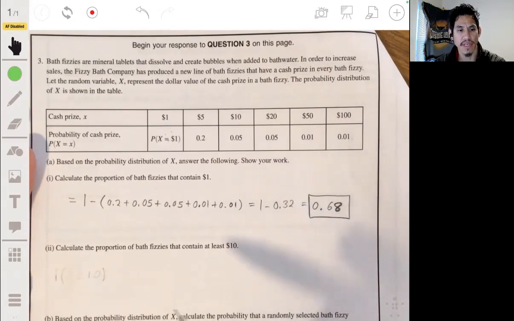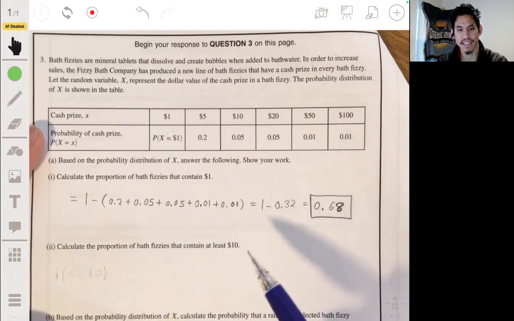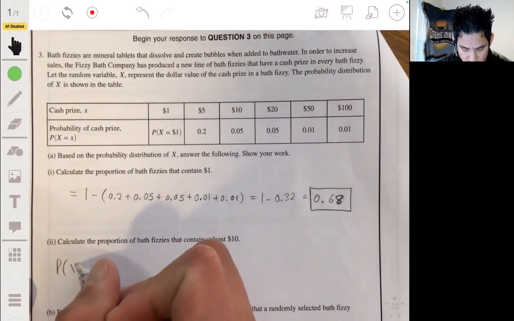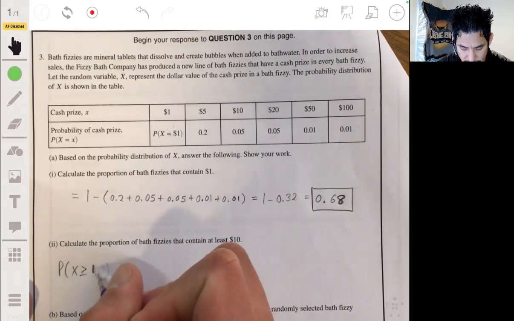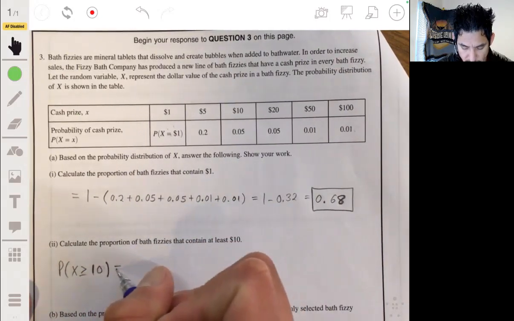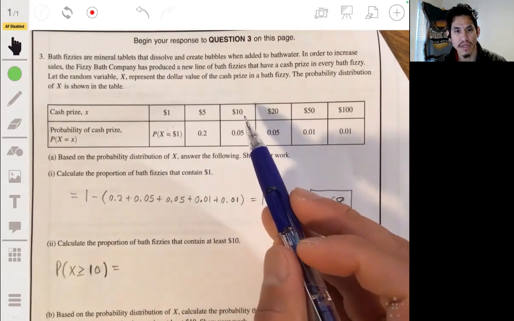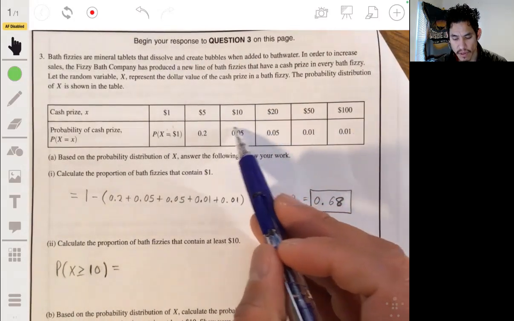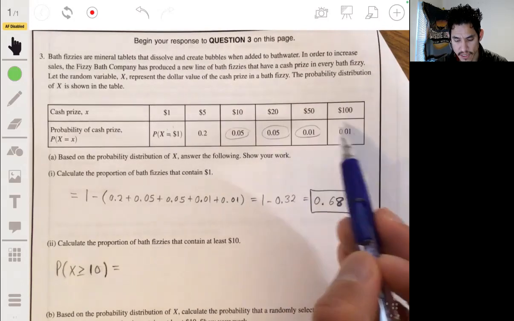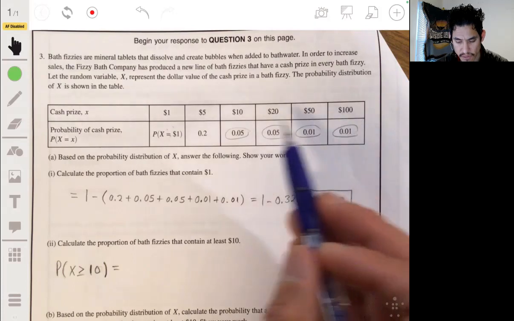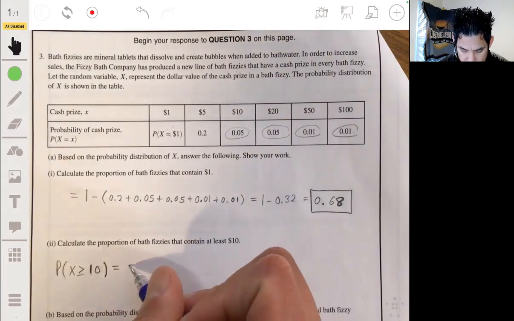All right, part 2. Calculate the proportion of bath fizzies that contain at least $10. Okay, so we want to find the probability. Let's set up an equation: the probability that X is greater than or equal to 10. So we include 10 as well. That could include this, or this, because that's $10, $20, $50, and $100. So you really just have to add up these 4 probabilities.